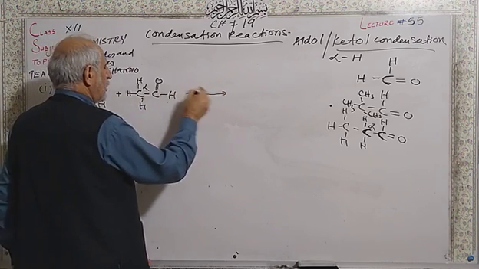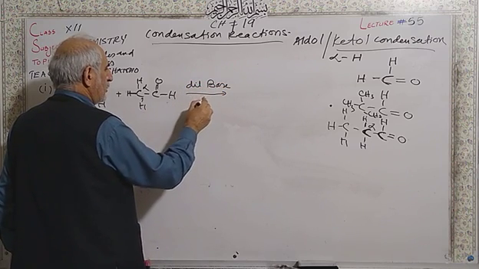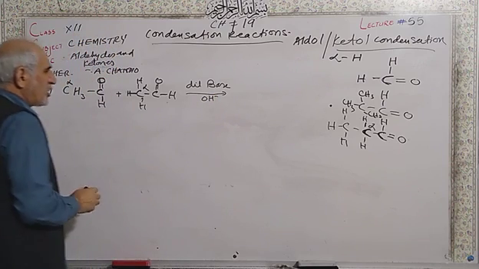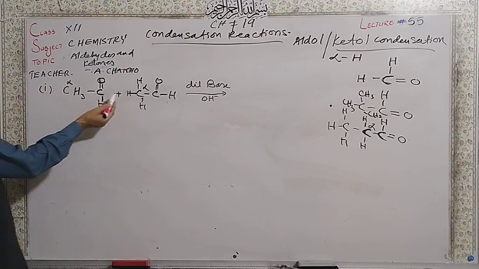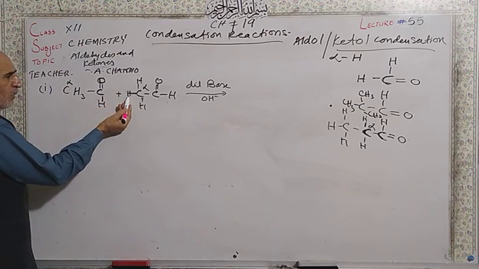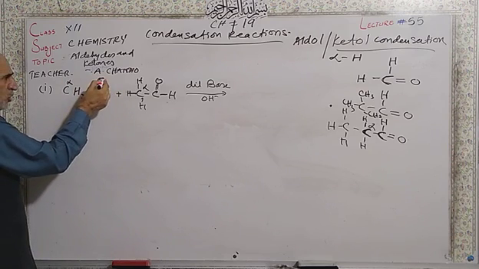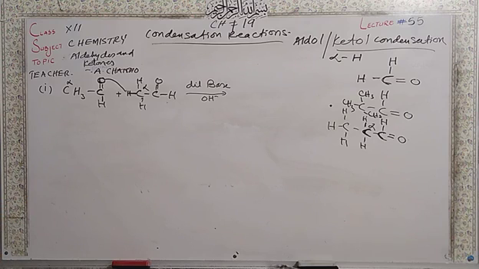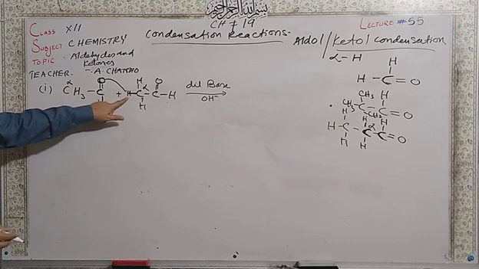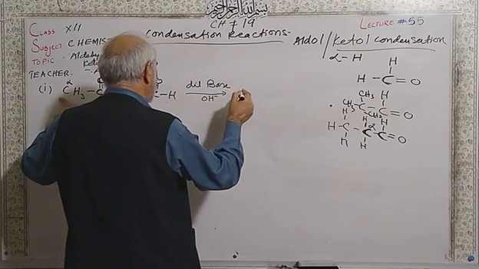And conditions: dilute base. Dilute base you can use as a condition. So this is very simple. If you understand, this is the alpha hydrogen, and this is the nucleophile of the carbonyl group. So this nucleophile attacks this hydrogen of the alpha carbon. This hydrogen is going to be attached here.